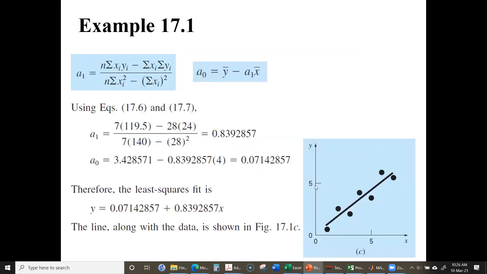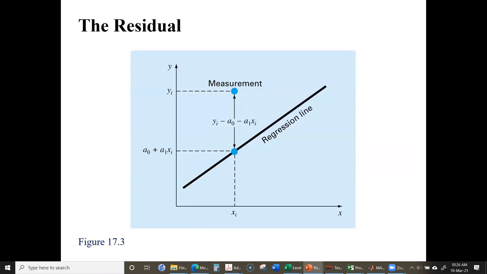In this example, we have found the equation of the straight line. But of course, this straight line is not 100% fulfilling these points. That means there is a difference. Therefore, there is some error and residual value which we need to find out. So what is the total error? The error in this case can be represented by this.